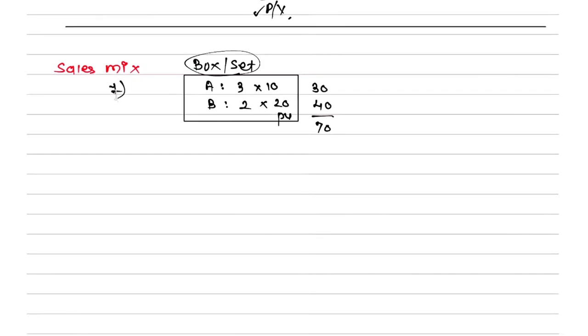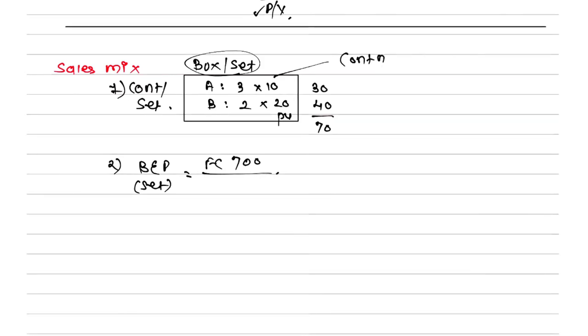So this is step number one, which is known as what? Contribution per set. Once you calculate contribution per set, now you need BEP in sets. Let us say that if I tell you your fixed cost is 700. Once you sell one box, what is your contribution? Contribution, that is sales minus variable cost, that you get 10 and 20. Now one box gives you 70 rupees in your bank account. That is your contribution per set. So fixed cost divided by contribution per set, 700 divided by 70. So can I say how many boxes you will have to sell? Either you will say 10 boxes or 10 sets. So you got BEP in sets. Once you sell 10 boxes, every box will give you 70 rupees. So 7 into 10, you will get 700, right?